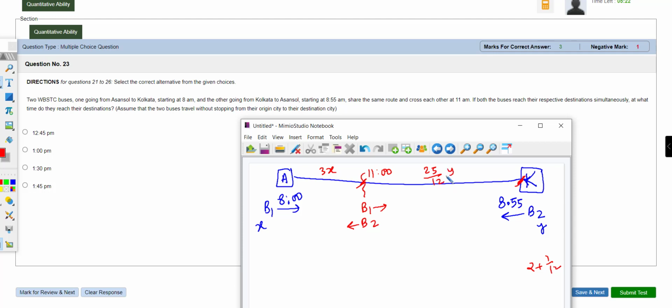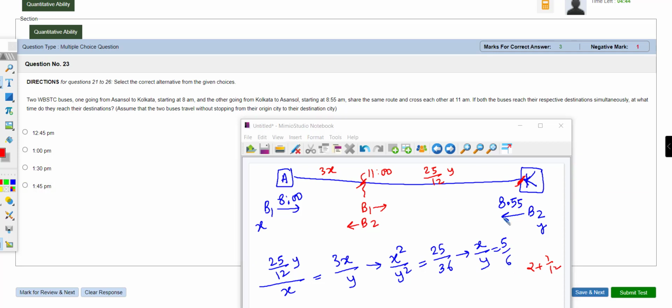Now both buses reach the destination simultaneously, which means the time taken by B1 to travel 25 by 12 y is 25 by 12 y divided by x, and the time taken by B2 to travel 3x is 3x divided by speed y. This has to be the same. If we solve this, we will get x square by y square equal to 25 by 36. Means we will get x divided by y is equal to 5 by 6.